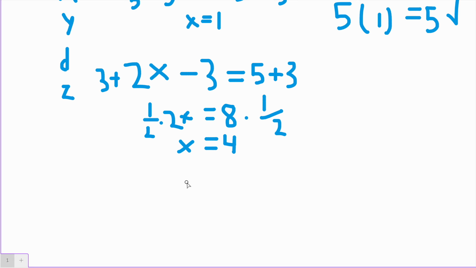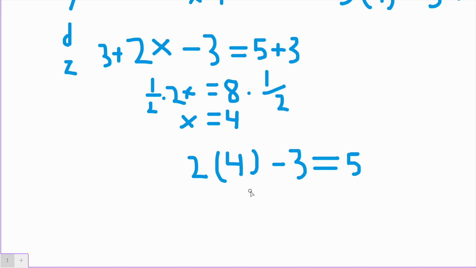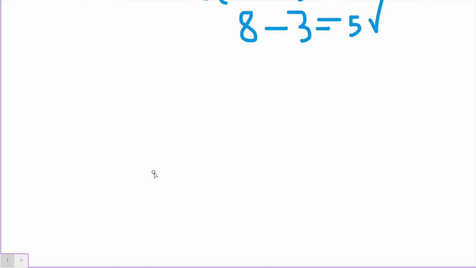And for 2x minus 3 equals 5, we can plug 4 in. So it's 2 times 4 minus 3 equals 5. We can use our PEMDAS rules to tell we do multiplication first. So we get 8 minus 3 equals 5, which is also a true statement.